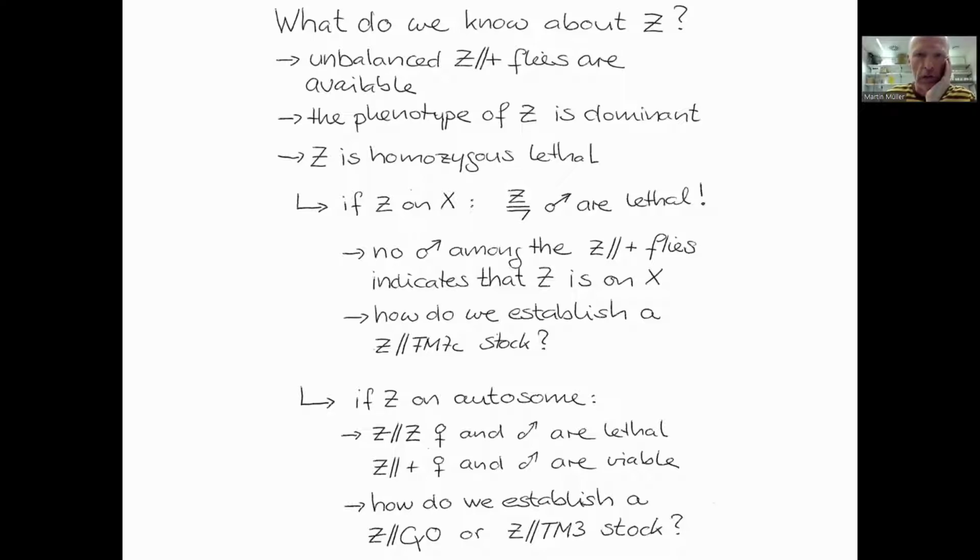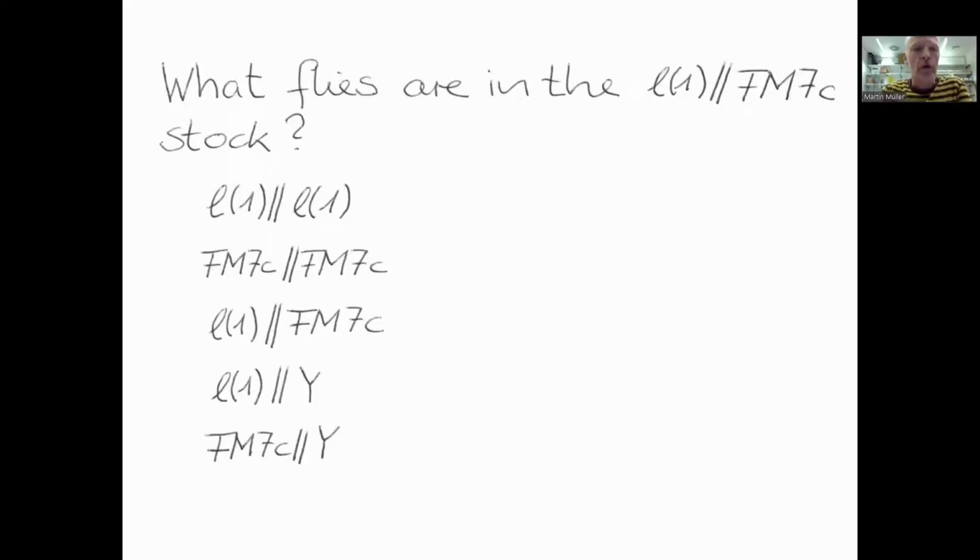We start with assuming that Z is on the X. And before we do that, we briefly have a look at this balancer stock that we have, this lethal 1 over FM7, and what the flies in this stock are. It's not so obvious, as I know from my experience in previous courses. That's why we have a brief look at what the possibilities are.